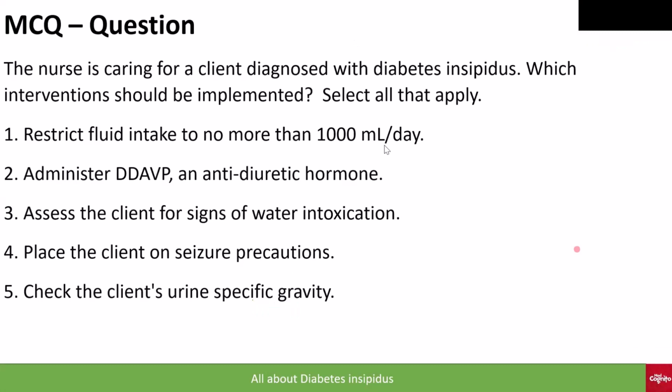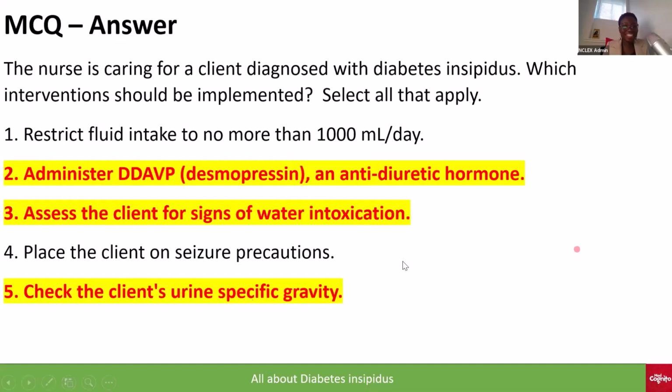So let's look at the answers. So yes, administer desmopressin, which is an antidiuretic hormone. Assess the client for signs of water intoxication, and then check the client's urine specific gravity. So these are the correct answers.